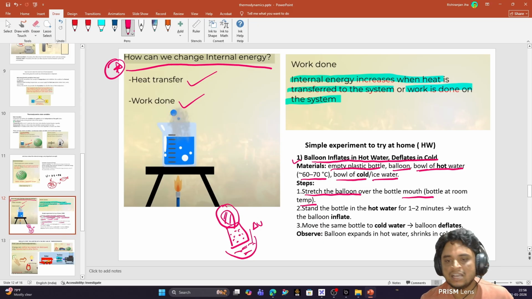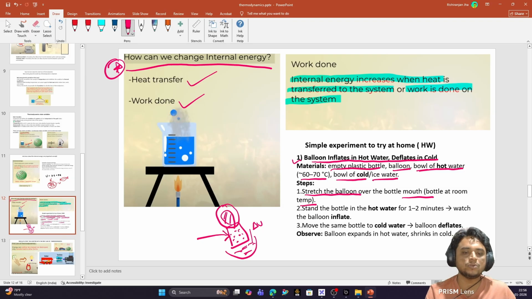Secondly, if we look at the second experiment, now put that same bottle with the stretched balloon on top into the cold water. When you put it in the cold water, the balloon deflates. Why is the balloon deflating? Because of the cold water, the temperature of the gas inside the bottle has gone down, the jiggling of the molecules has slowed, and because of that the balloon deflates. This is the reason why the balloon deflates in the cold water and inflates in the hot water.